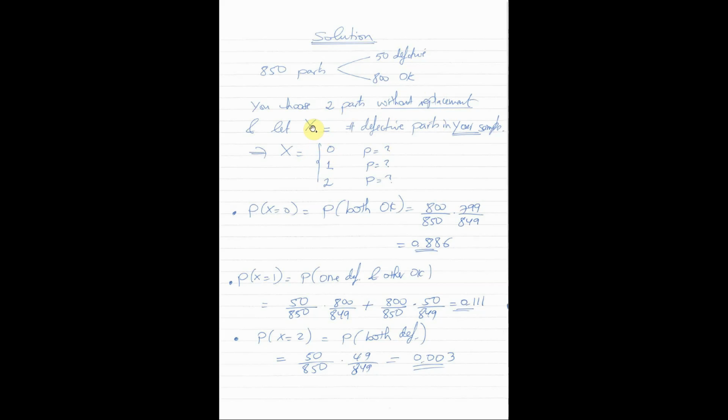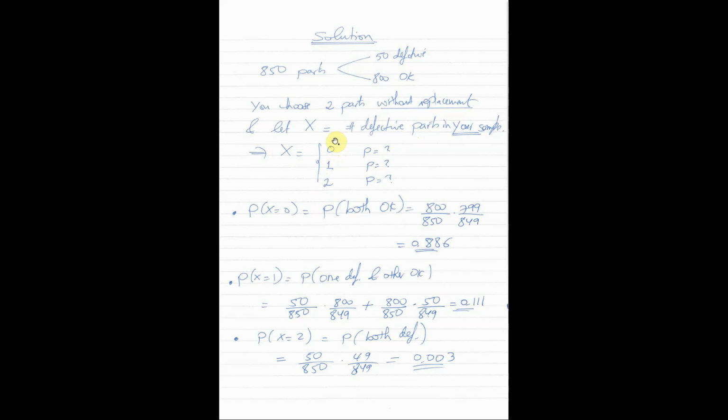Again, what was the meaning of x? X was the number of defective parts in your sample, right? So x could be 0 in case both of them are not defective. So if both are okay, then x is equal to 0. X could also be 1 in case your sample contains one item that is defective and the other one that is okay. X could also be 2 in case both items that you have chosen are defective. So x is 0 or 1 or 2.